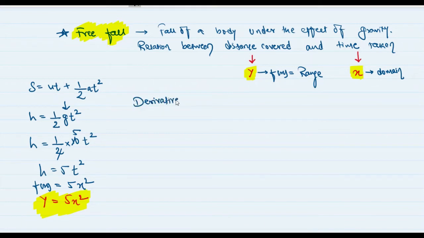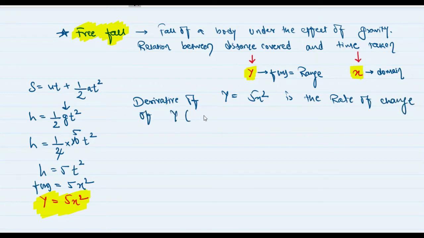Derivative of y is equal to 5x square is the rate of change of y. What is y? Y is the distance with respect to x. What is x? Time. So what is the derivative of this function? Derivative of this function is rate of change of distance with respect to time.